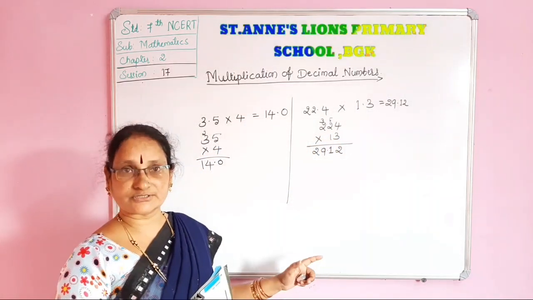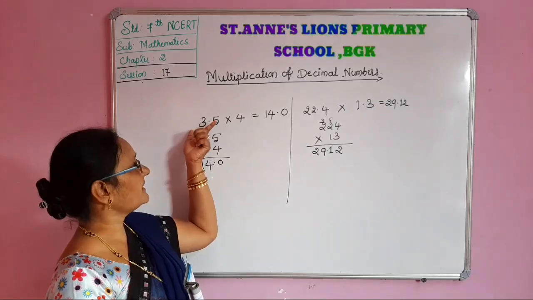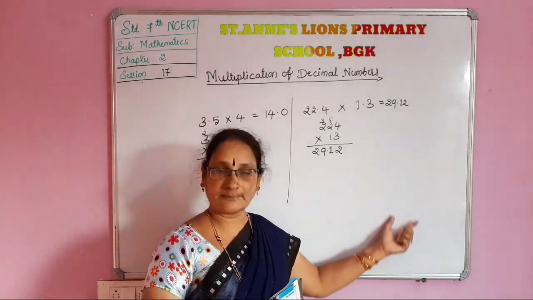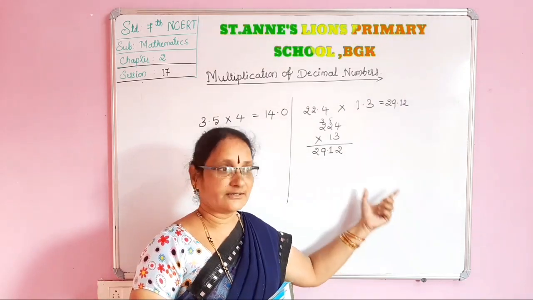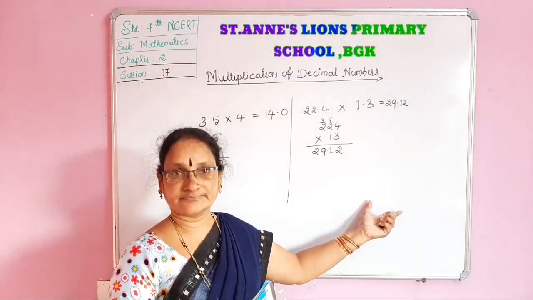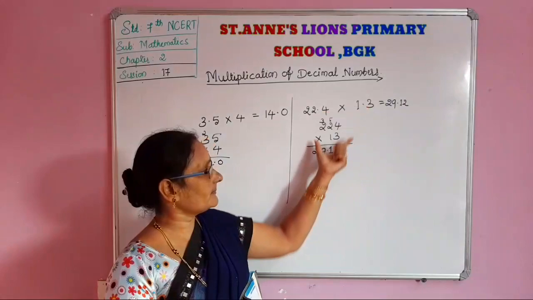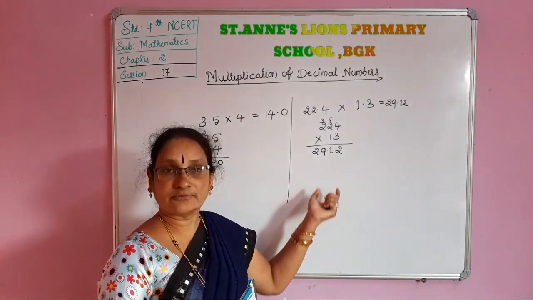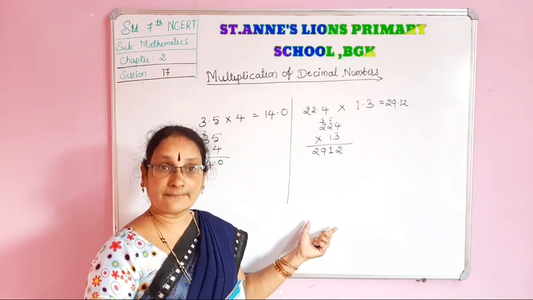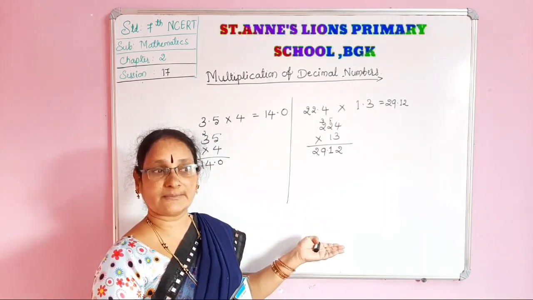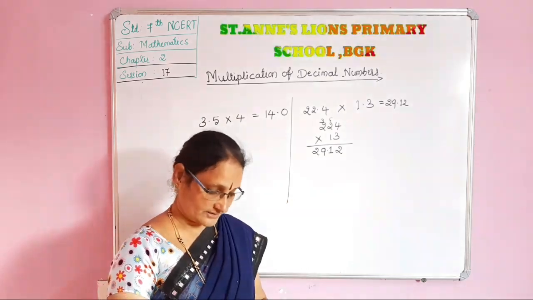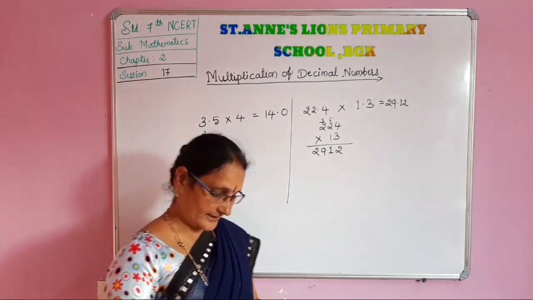I hope you understood. If there is only one decimal number, how to multiply? If there are two decimal numbers, how to multiply? The same way for 3 numbers. First we have to multiply these two, then for one more decimal number we have to multiply again. We have to count the decimal places. After that many places we have to give the decimal point. This is how to multiply and get it.